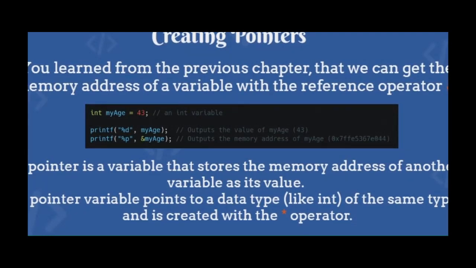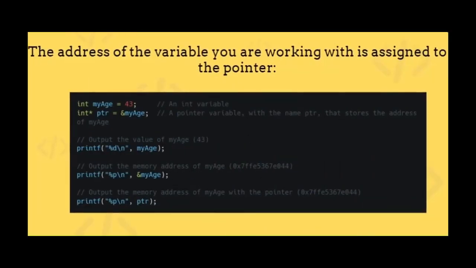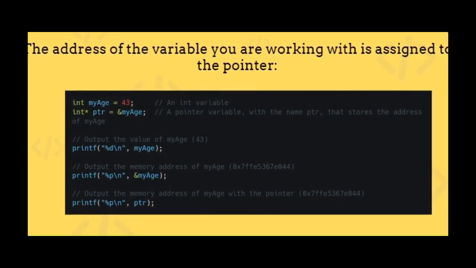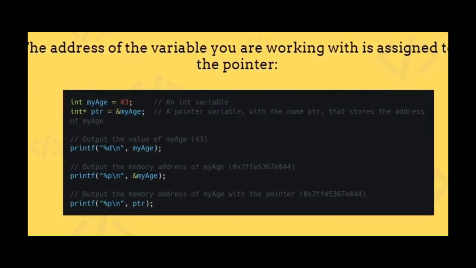A pointer variable points to a data type, like int, of the same type, and is created with the * operator. The address of the variable you are working with is assigned to the pointer. Create a pointer variable with the name ptr that points to an int variable, myAge. Note that the type of the pointer has to match the type of the variable you are working with, int in our example. Use the & operator to store the memory address of the myAge variable, and assign it to the pointer. Now, ptr holds the value of myAge's memory address.